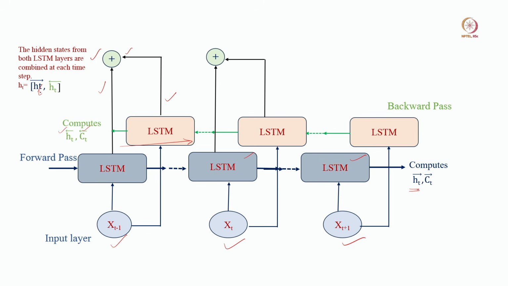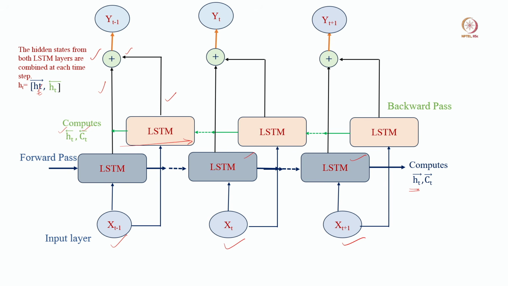So, this is a combination of both the hidden state values from the forward pass and the backward pass. This is happening at all the time instances, and then we get the output at the t minus 1 instance, this at the tth instance, and this at the t plus 1th instance of time. So, this is how past as well as future information is taken into account when using bidirectional LSTMs.